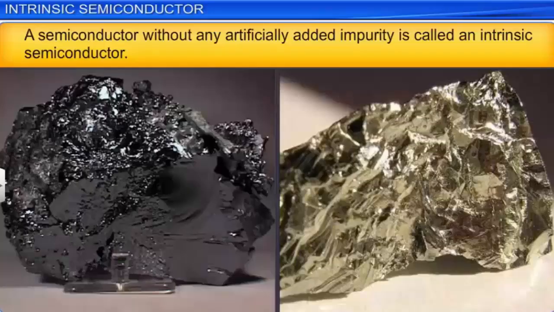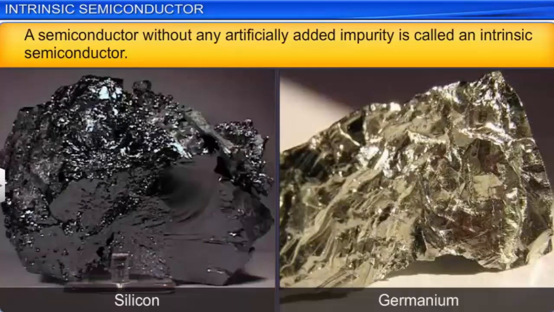A semiconductor, without any artificially added impurity, is called an intrinsic semiconductor. Both silicon and germanium, the two most commonly used semiconductors, exist as intrinsic semiconductors.